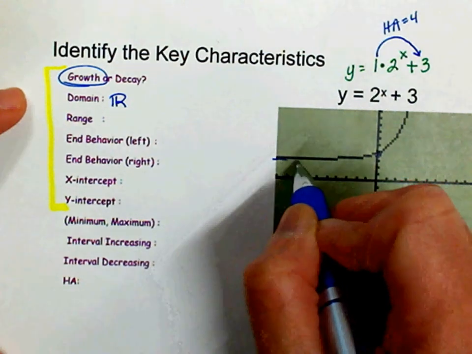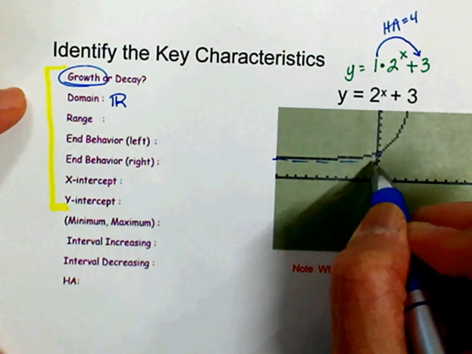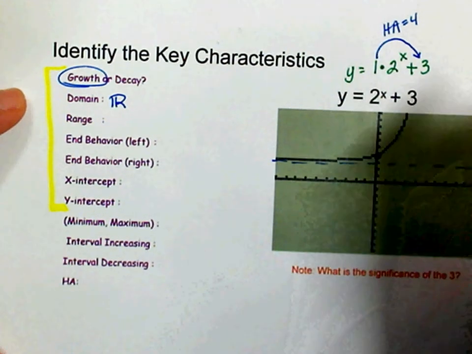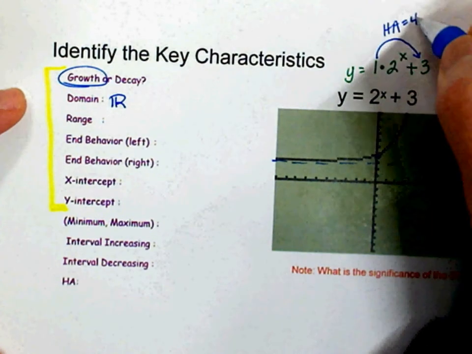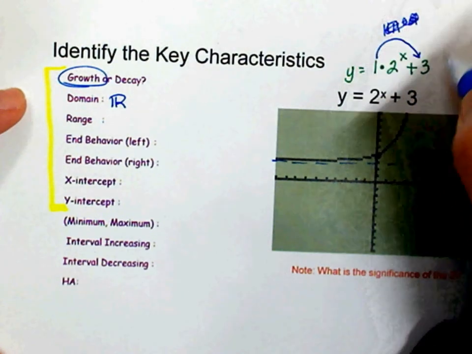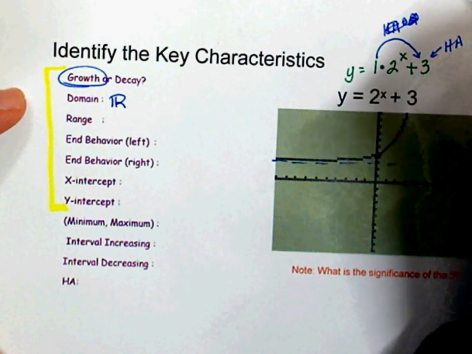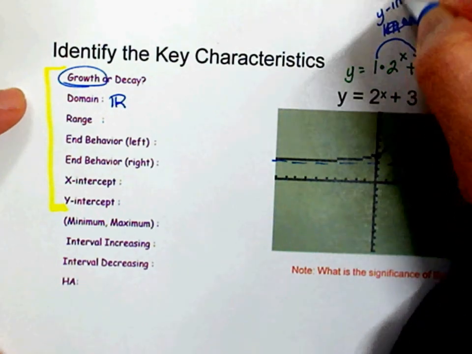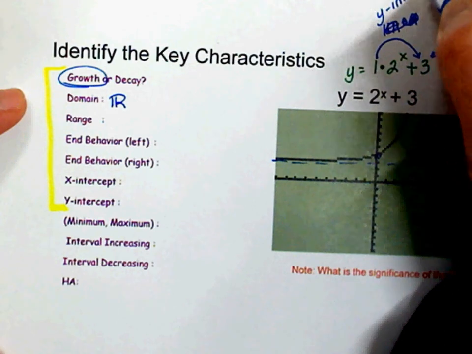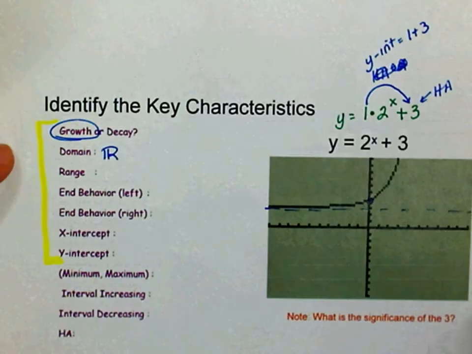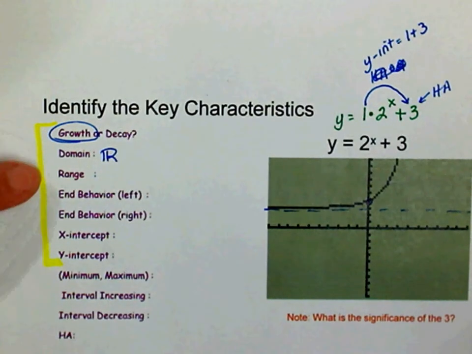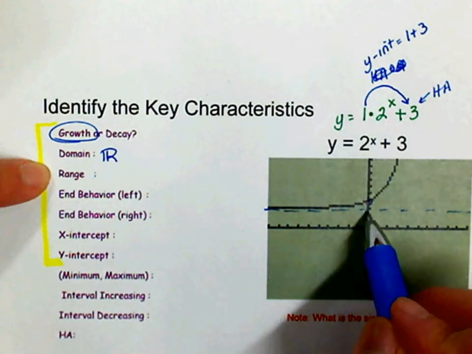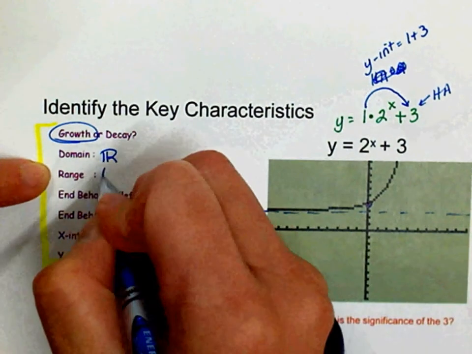Do you see this 3 by itself? This is your horizontal asymptote, and the y-intercept is 1 plus 3. Okay, I'll get that right. Give me just a moment. Okay, range is at 3. This is your horizontal asymptote, so your range starts at 3, going to positive infinity.